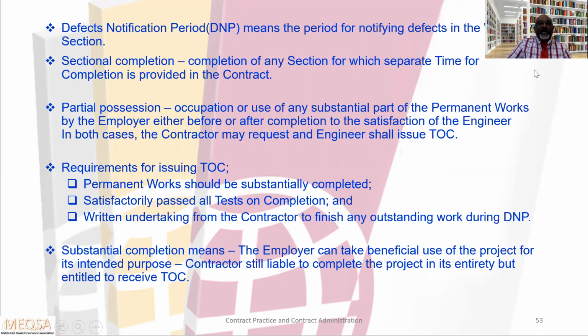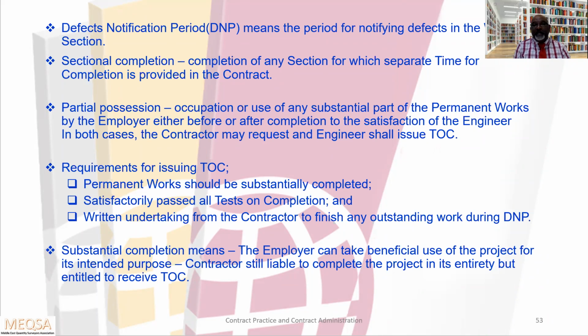So these are a few definitions and you should know them. Defect notification period means the period for notifying defects in the works or section. Sectional completion is completion of any section for which a separate time for completion is provided in the contract. It should be specified in the contract.